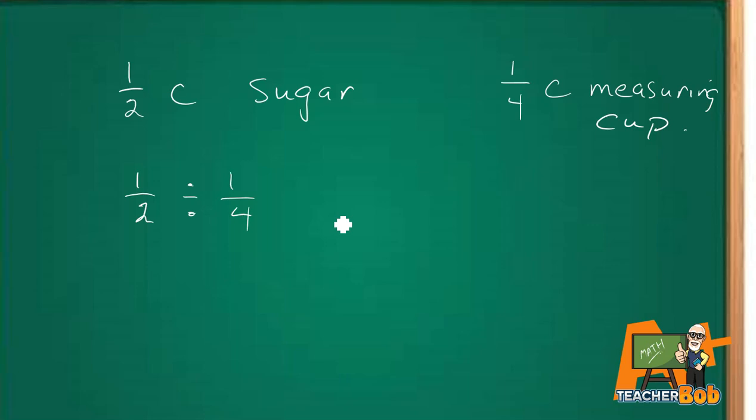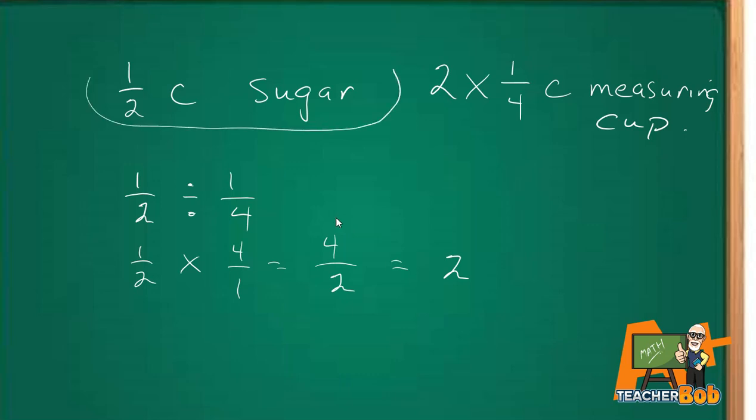A quarter is smaller, so we're going to go 1/2 times, remember this, keep the first fraction, change division to multiplication, and then flip the second fraction upside down. So we get 4 on the top in our answer and 2 on the bottom. And 2 goes into 4 2 times. So our answer is 2. So we need 2 of the 1/4 cup measures of sugar in order to get 1/2 cup of sugar.